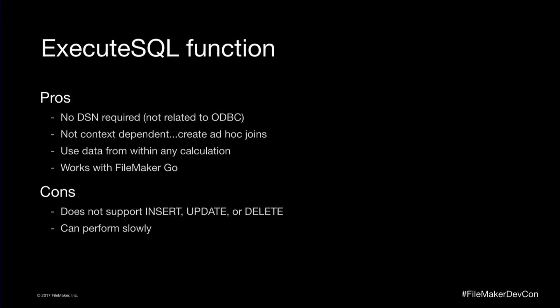There's no DSN required. This has nothing to do with ODBC, so you don't have to set up a DSN for this at all. This is just an internal FileMaker function where you can use a SQL select statement to get data from your FileMaker tables. It's not context dependent, so you can create ad hoc joins. You can use inner join and several types of joins within your SQL statements. It's not dependent on the relationship graph in any way.